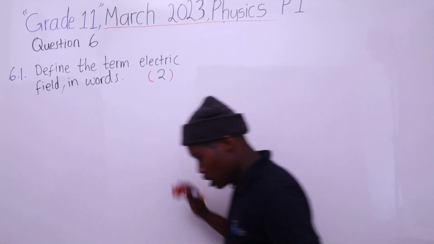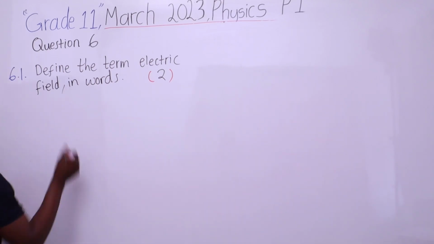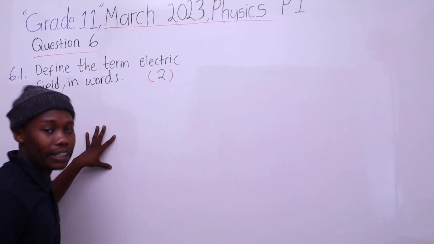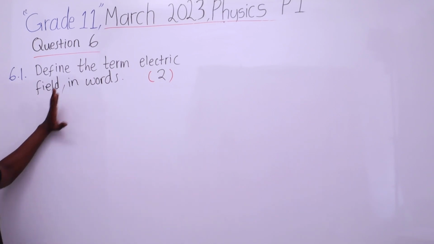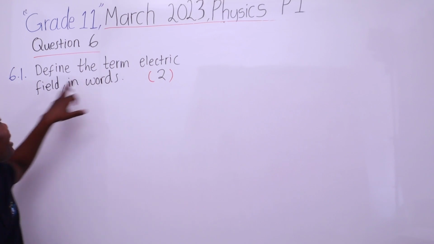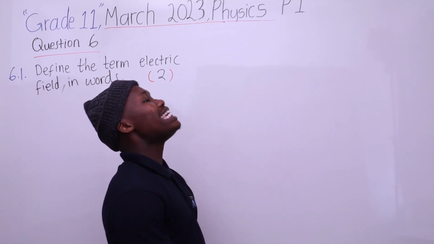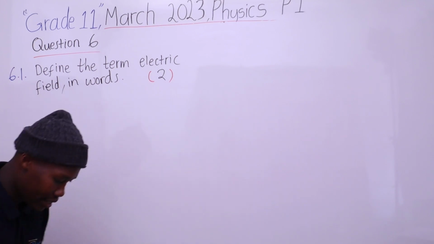Alright, so now question 6. Uyaqala question 6 la umbuzo ogcina kuleli phepha esilenzayo. Kuthiwa define the term electric field in words. Asichaze ukuthi yini kahle kahle electric field.